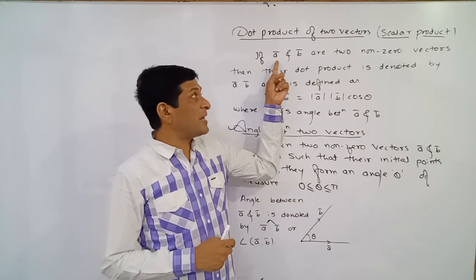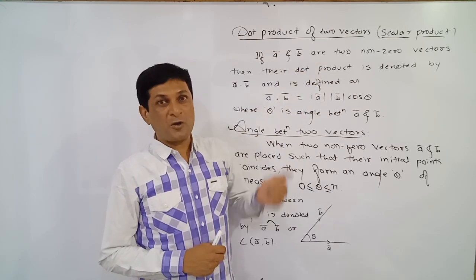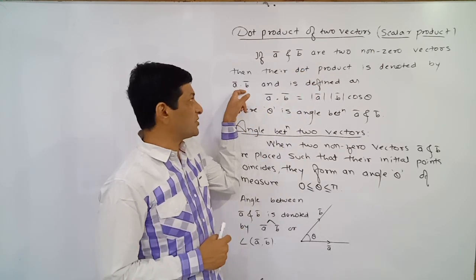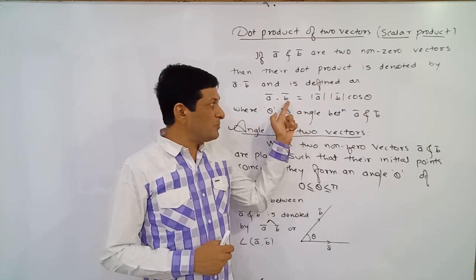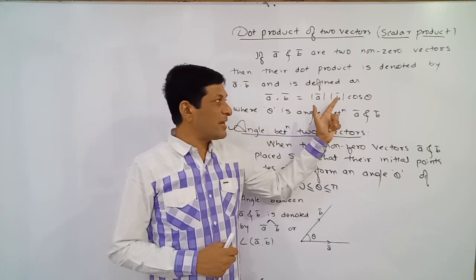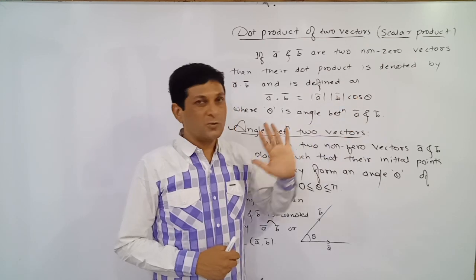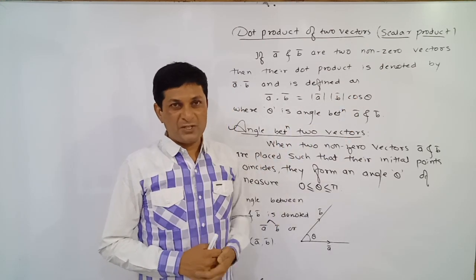If a bar and b bar are two non-zero vectors, then their dot product is denoted by this notation, a bar dot b bar, and it is defined as a bar dot b bar is equal to magnitude of a bar into magnitude of b bar into cos theta. So this will be the definition of dot product.